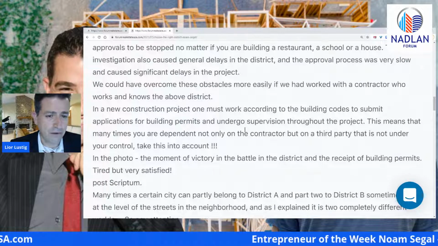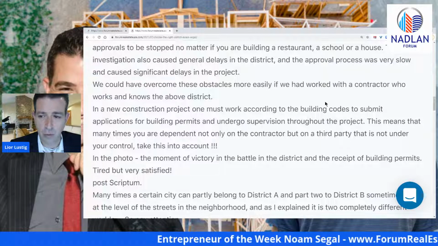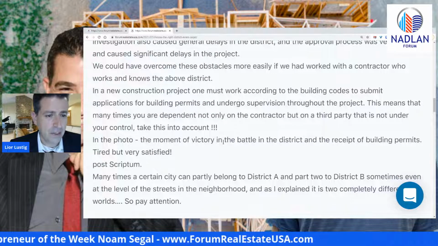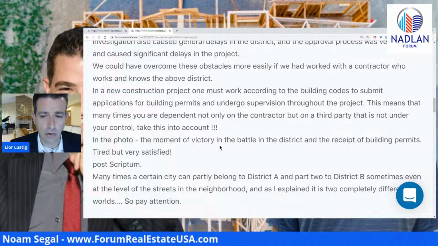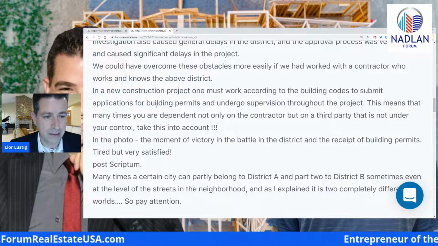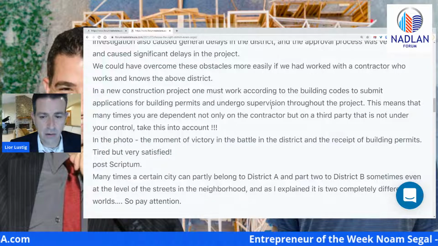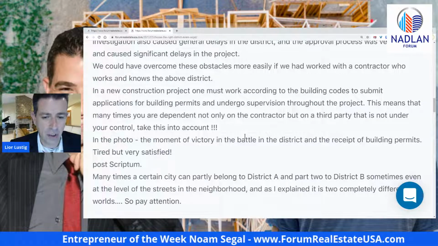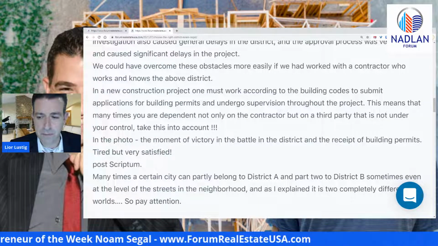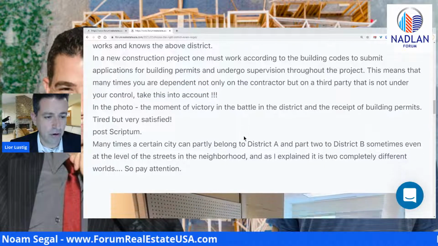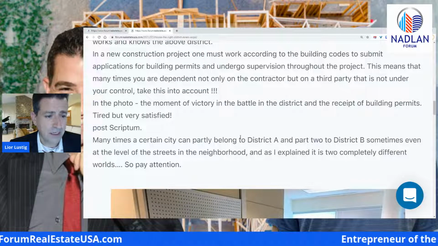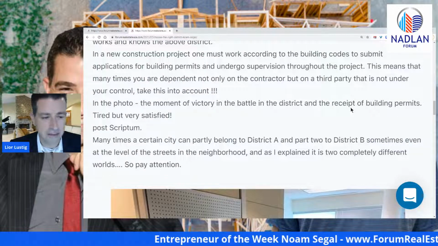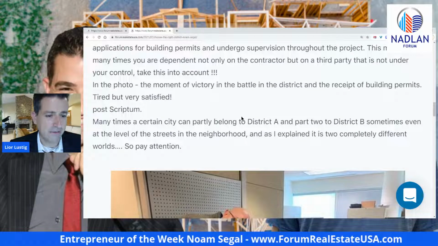We could have overcome these obstacles more easily if we had worked with a contractor who works in and knows the district. In a new construction project, one must work according to the building codes, submit applications for building permits, and undergo supervision throughout the project. This means that many times you are dependent not only on the contractor, but on a third party that is not under your control. Take this into account. In the photo, the moment of victory at the district and the receipt of building permits. Tired but satisfied.